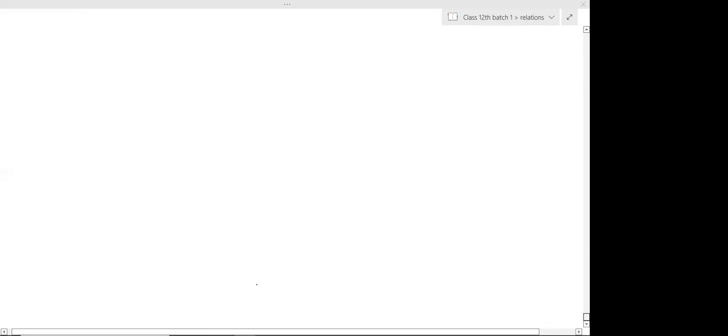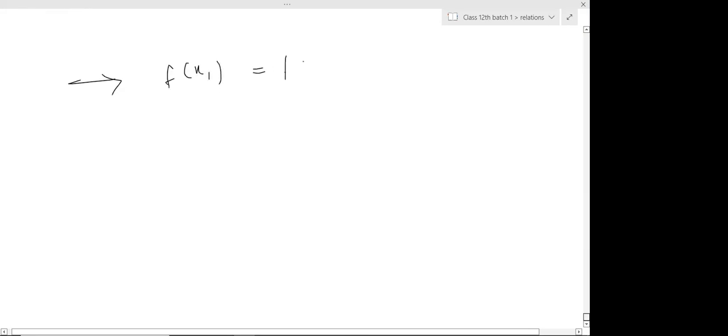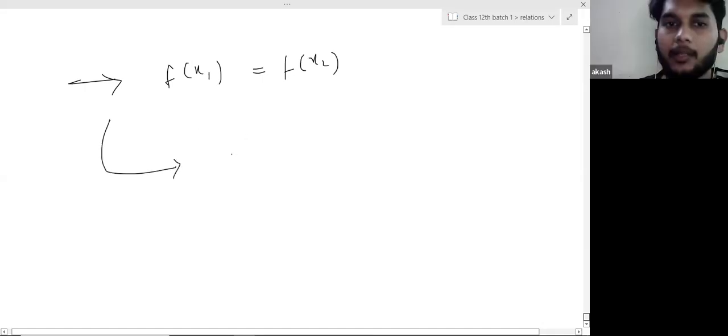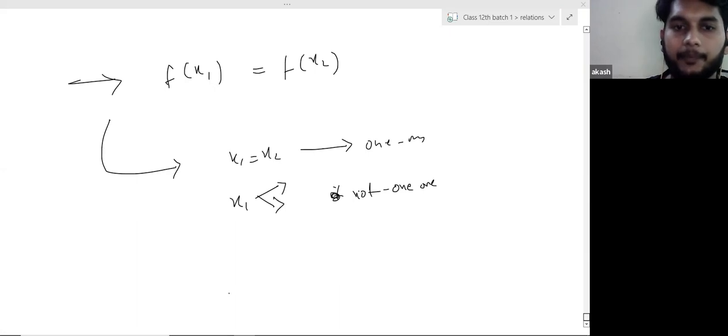Sir, I don't remember. We did this, right? f of x1 is equal to f of x2, and if this brings out that x1 is equal to x2, then the function is one-one. Otherwise, it is not one-one, right? If you get two or many values of x1. Everyone remember this? Kulsum, Ronaldo, this is clear, right?